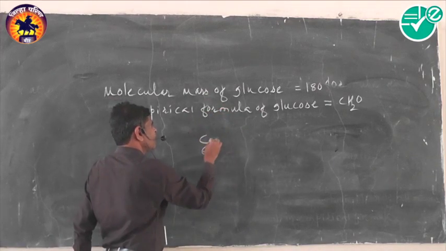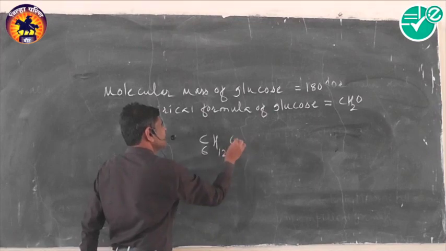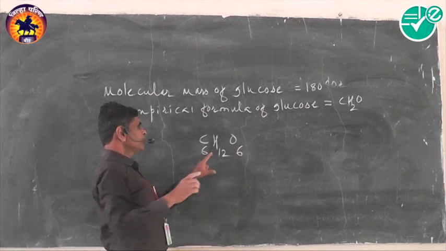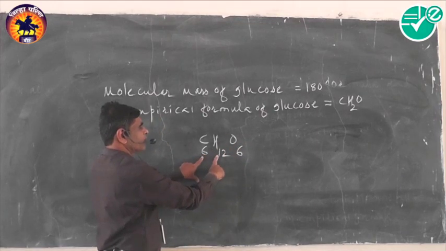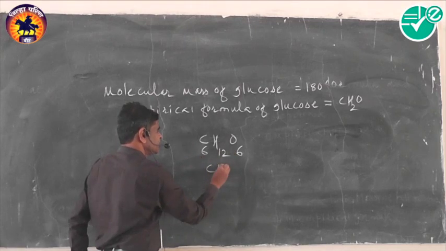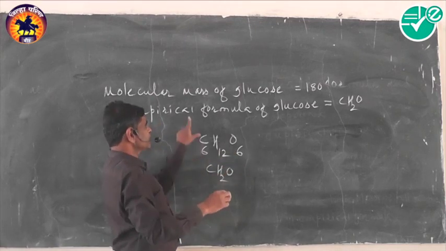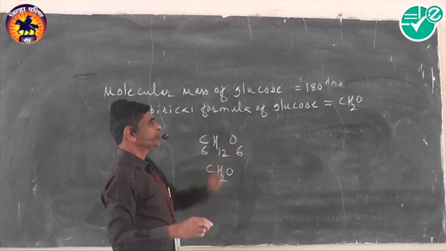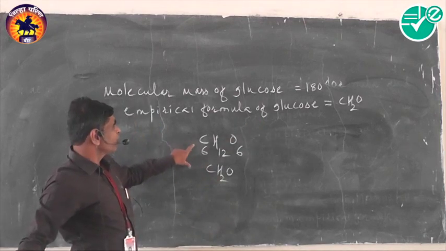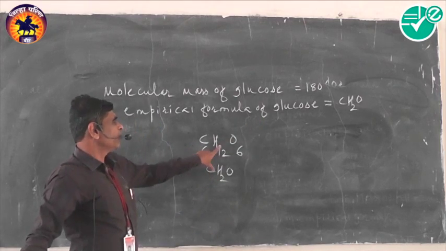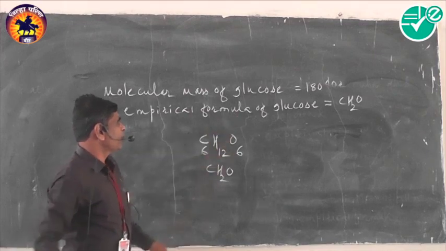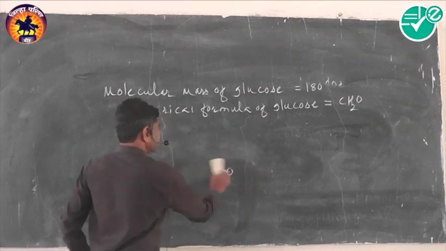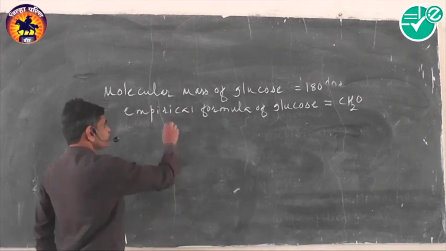So the molecular formula of glucose is C6H12O6. Now the smallest ratio of carbon, hydrogen and oxygen atoms is CH2O, and thus the empirical formula of glucose is CH2O. Now then, what is molar mass? Molar mass is 180. What is empirical formula mass? So you can calculate the empirical formula mass.